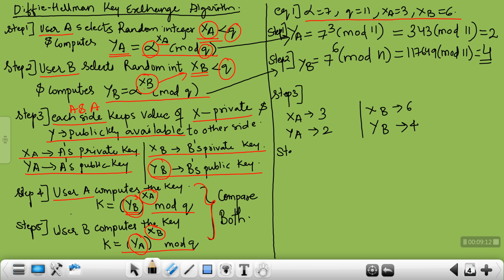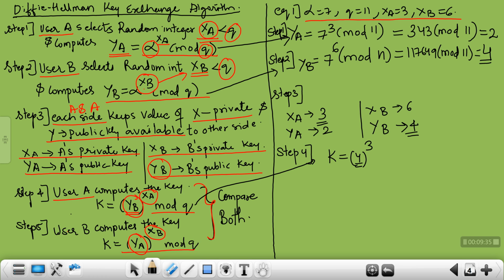Now step number 4 is what? I need to calculate the key for user A. So how do we calculate the key for user A? We will replicate this formula over here. The key is YB raised to XA. YB value is given to us, we will directly take this value 4. And XA is 3.